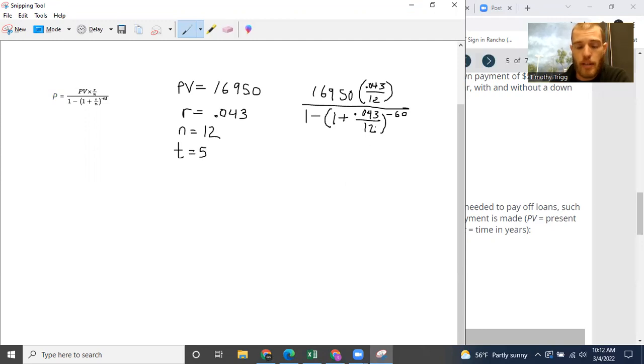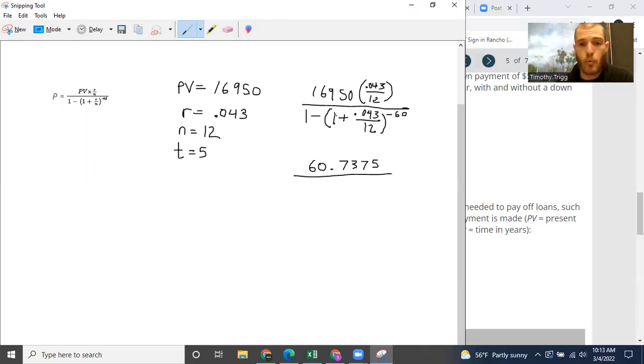All right, so now let's work this out. Let's go ahead and work out the numerator here. So we're going to do, and have your calculator ready, 0.043 divided by 12. And then we're going to multiply by 16,950. Okay, so our numerator is going to be 60.7375. Okay, I hope you got that same thing.